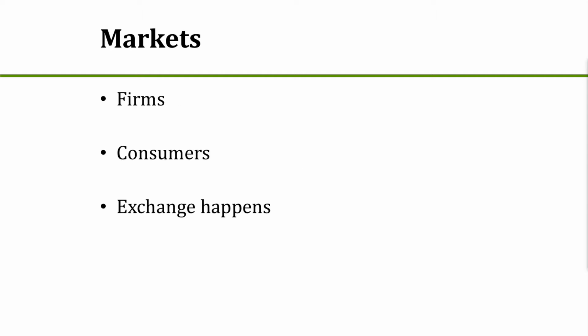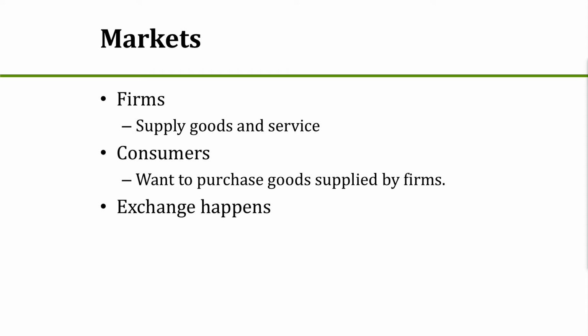Let's start. First of all, what are markets? Before defining the market, we have to understand what a firm is and what a consumer is. A firm is a supplier of goods and services. Consumers want to purchase goods and services which are supplied by the firms. So basically, consumers are the individuals, and the suppliers are the firms who produce the goods and services.